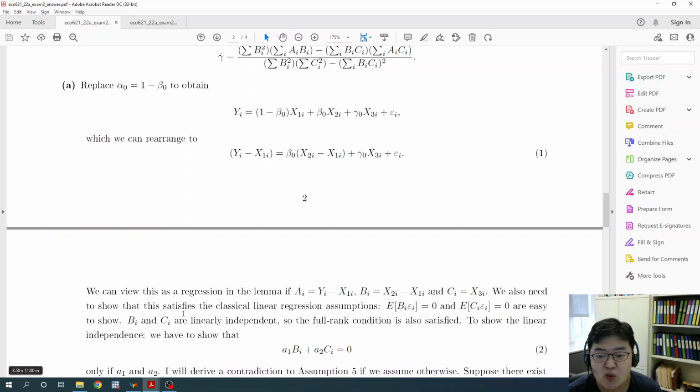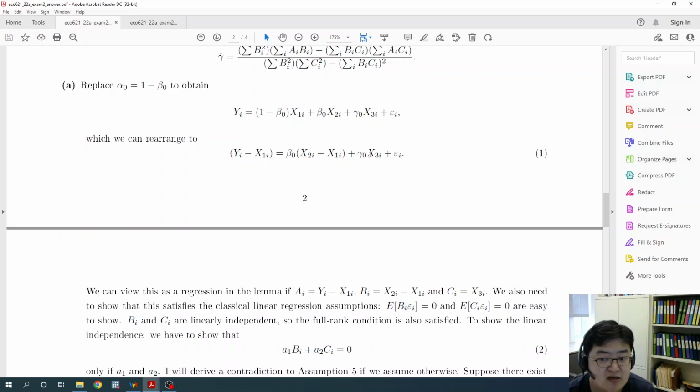is to show the classical linear regression assumptions for this equation. For this equation, we have a new dependent variable and a new pair of regressors. Technically, we do not know if this regression satisfies the classical assumptions. We have to prove that. It's actually easy. First, to show the exogeneity, it follows from the exogeneity of x1, x2, x3.